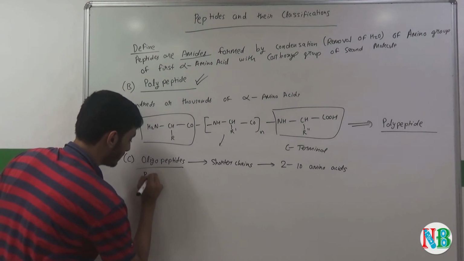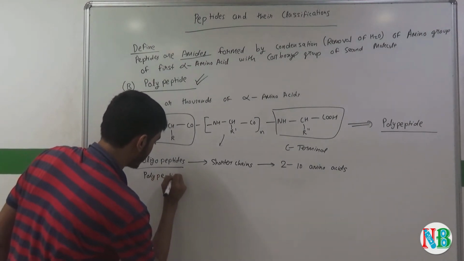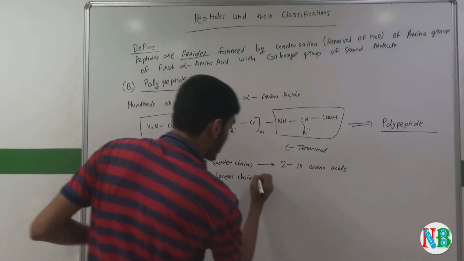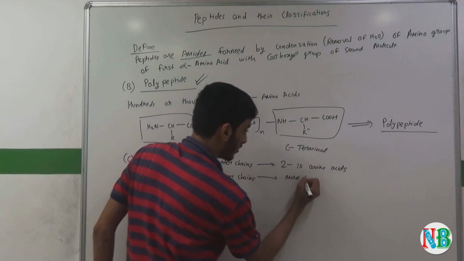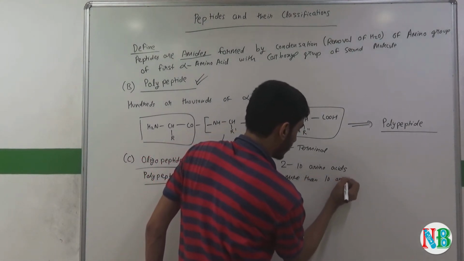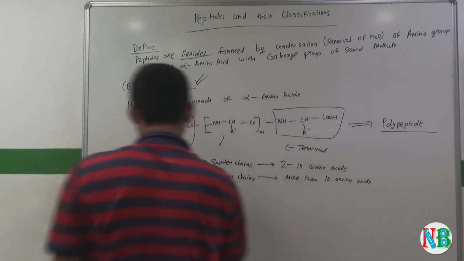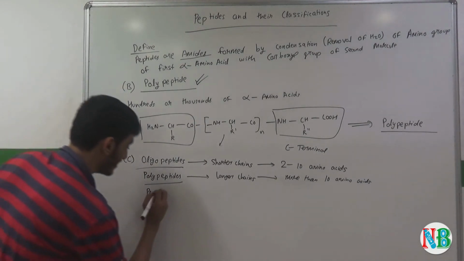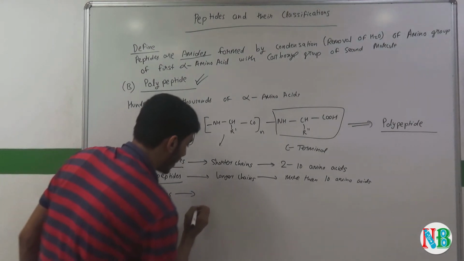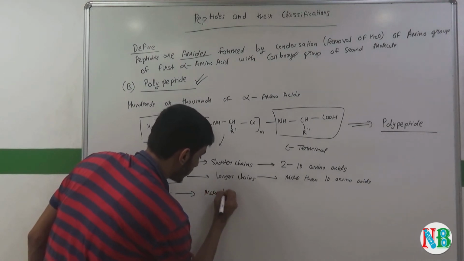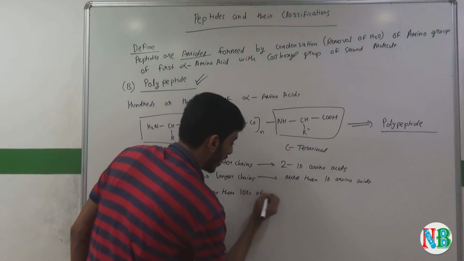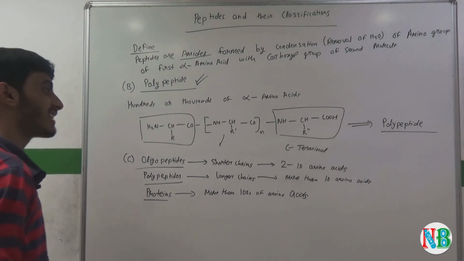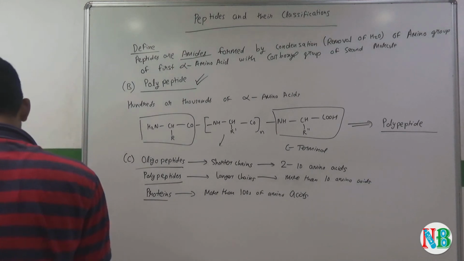If you have longer chains, meaning more than 10 amino acids, they are known as polypeptides. And the next one, the largest and the most important one, is the proteins. The proteins have hundreds of amino acids. So if you have a chain of more than 100 and it has a specific structure, it comes under the section of proteins.